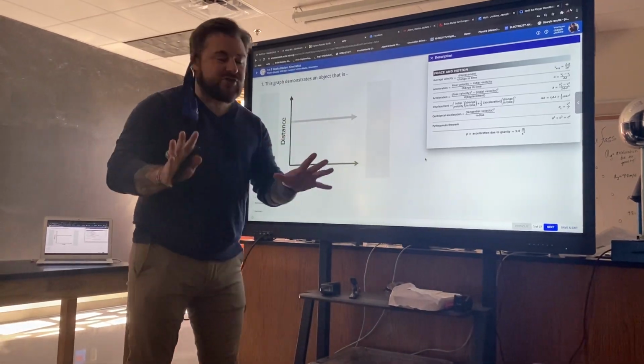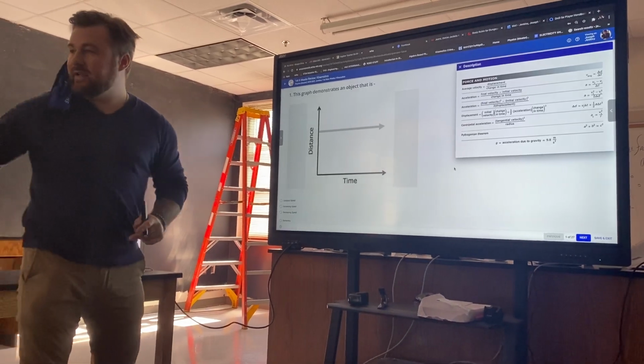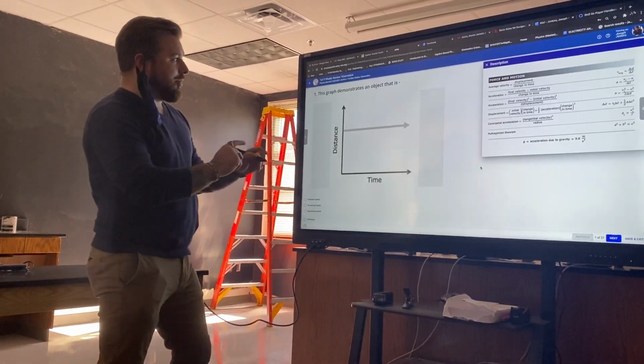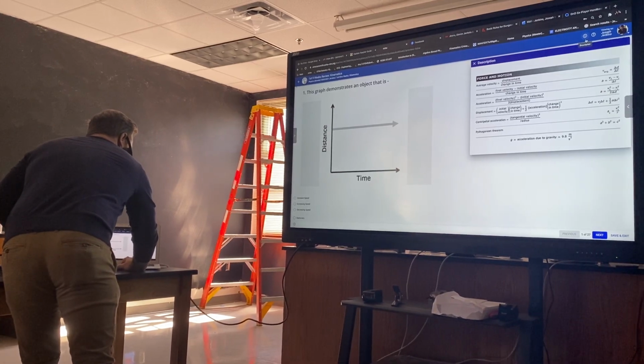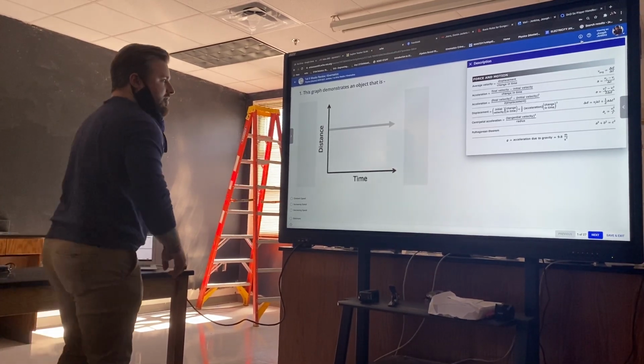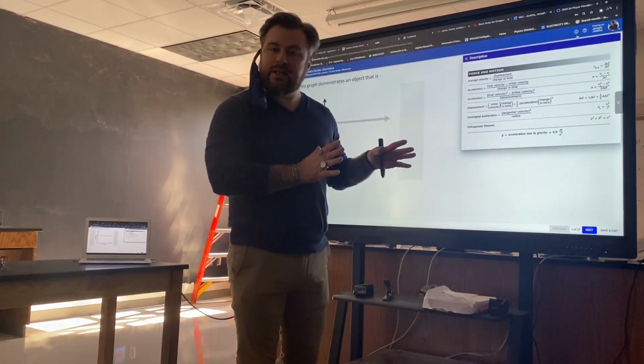All right, so question one, we're on the review. I want to show you guys at home something real quick, and everyone here. All I have to do to pull up my formula chart is this button up here in the top right. It says information, and it pulls up my formula chart, right? It's also in the very beginning of the test.